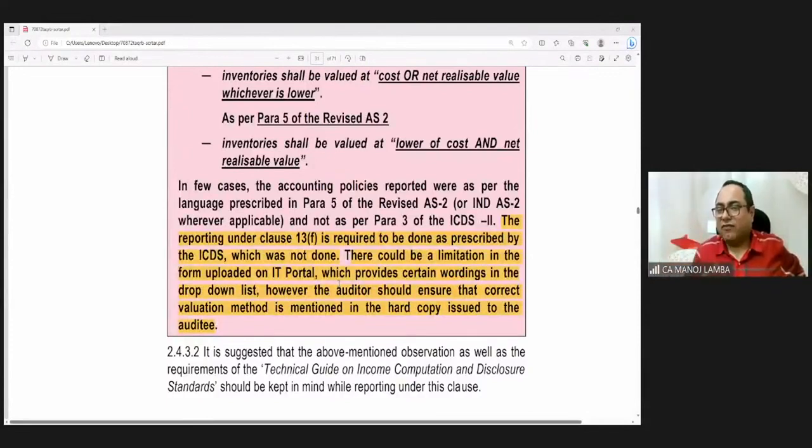The institute is saying that in few cases, the accounting policies reported were as per the language prescribed in para 5 of revised AS2 and not as per para 3 of ICDS 2. So while reporting on ICDS 2, the reporting under clause 13F is required to be done as prescribed by ICDS, which was not done. There could be limitation in the form uploaded on the ITR portal, which provides certain wordings in the drop-down list. How should the auditor ensure the correct valuation method? In the hard copy issued to the auditee. This line I am underlining for you: the auditor should ensure that the correct valuation method is mentioned in the hard copy issued to the auditee.